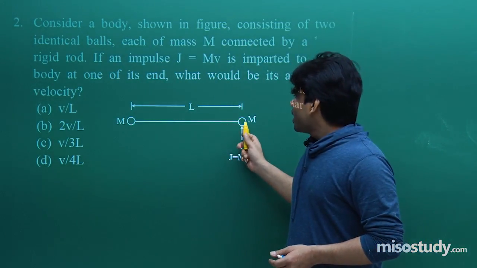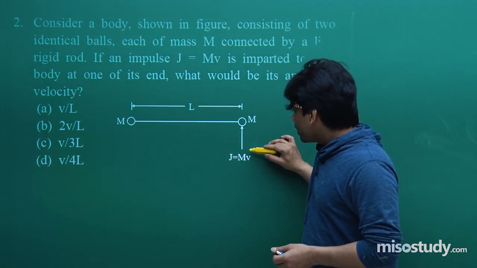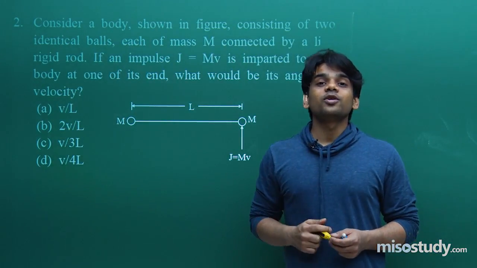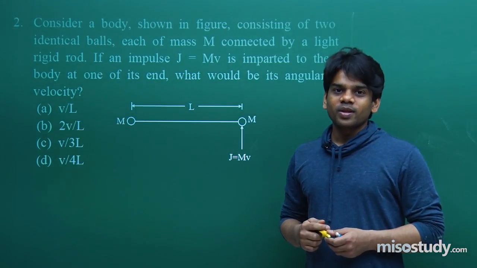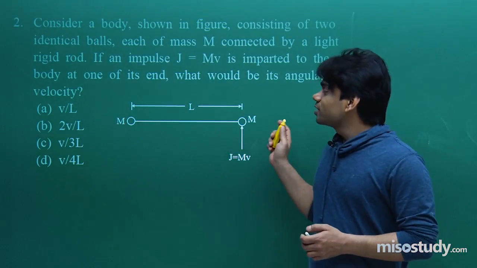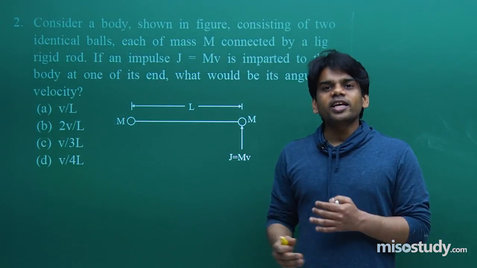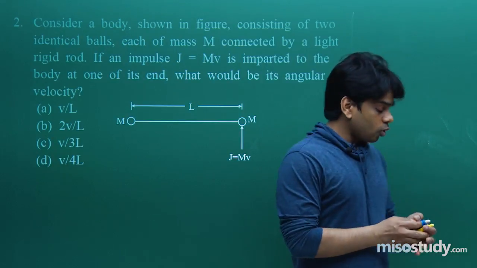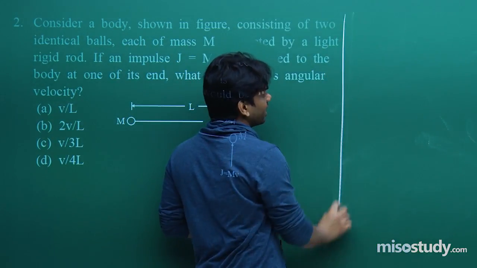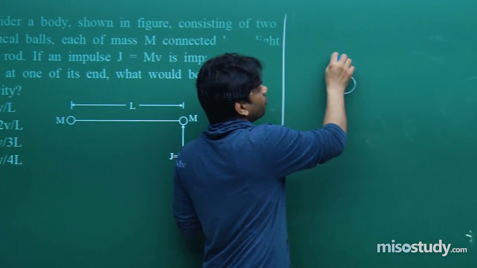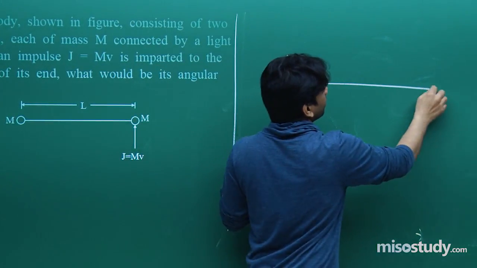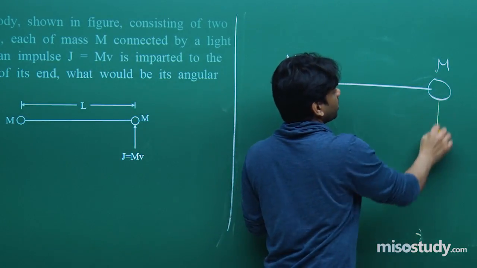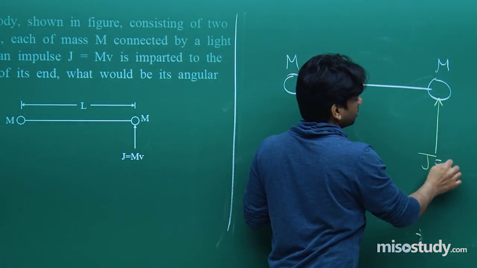Rod of length L, mass M, we have a linear impulse J equals mv imparted to it. Now try to understand how to solve such a question. If a linear impulse is imparted, that will give an angular impulse to the entire body. Since it's a rod, don't think that it's a thread. We have one body of mass m connected with a rigid rod to another body of mass m. Here, to this end, we have given an impulse J equals mv.